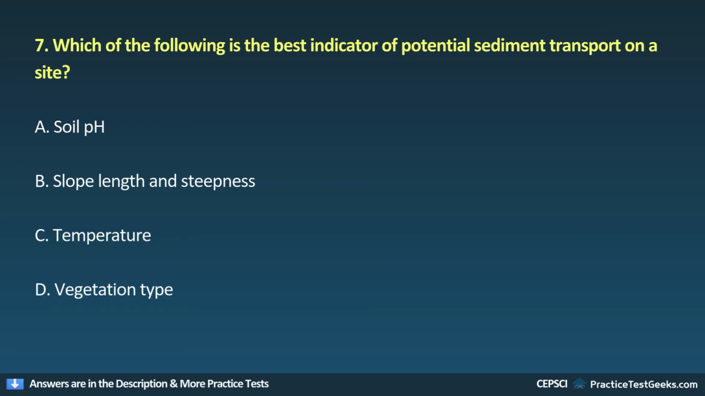7. Which of the following is the best indicator of potential sediment transport on a site? A. Soil pH. B. Slope length and steepness. C. Temperature. D. Vegetation type.